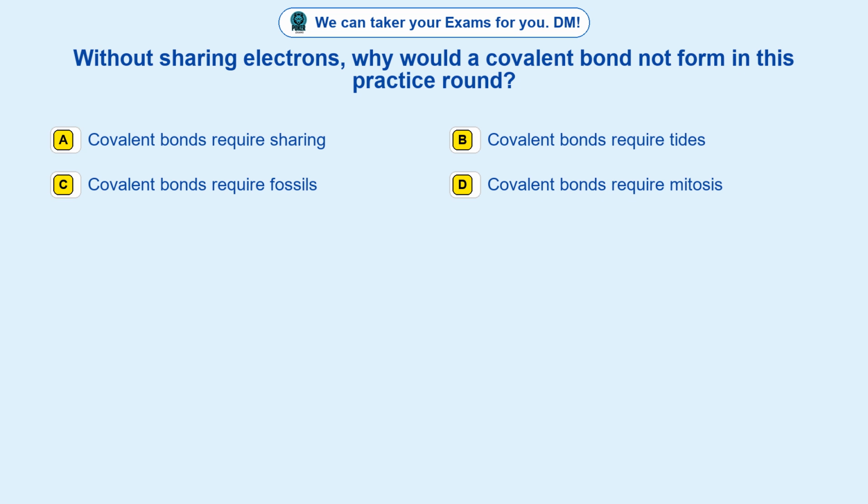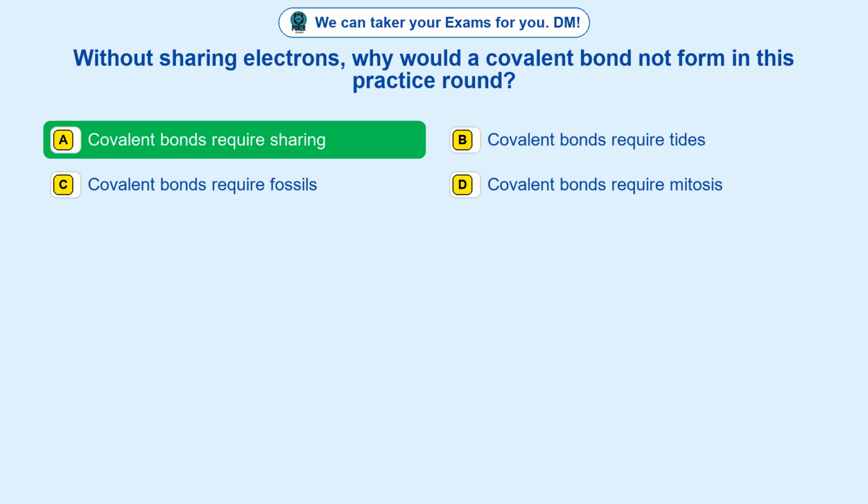Question 34. Without sharing electrons, why would a covalent bond not form in this practice round? Option A, covalent bonds require sharing. Option B, covalent bonds require tides. Option C, covalent bonds require fossils. Option D, covalent bonds require mitosis. The correct answer is option A.